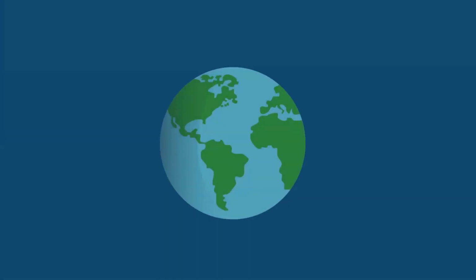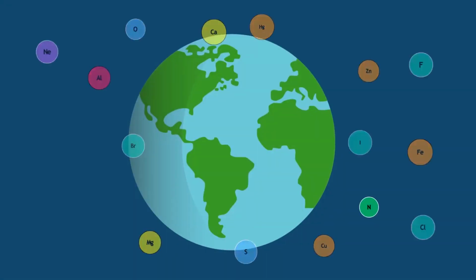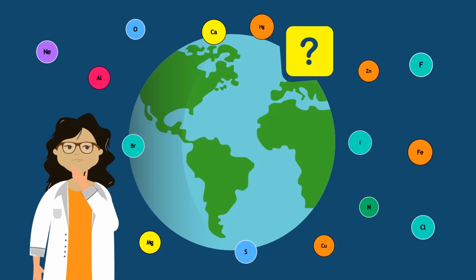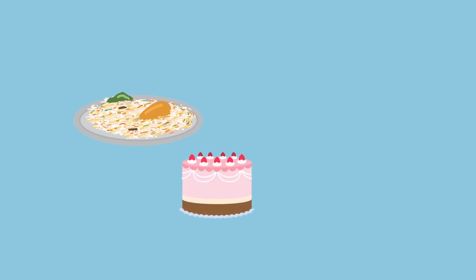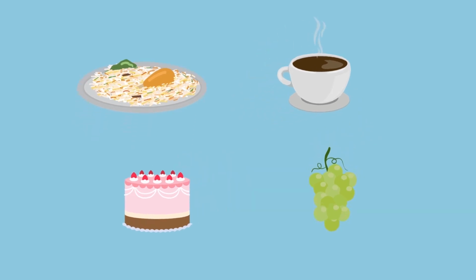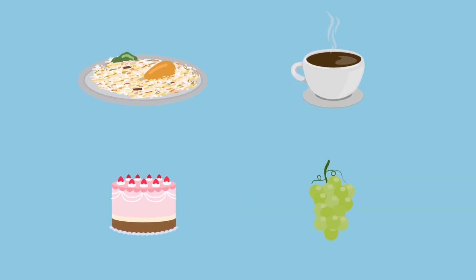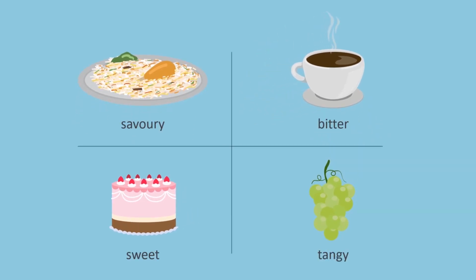We know that more than 100 different elements exist on Earth, but how would we sort them? Suppose you have 4 different types of food: fried rice, cream cake, grapes, and coffee. We can separate these into different categories according to their taste and/or sources. These 4 foods can be sorted as savory, sweet, bitter, and tangy in taste.